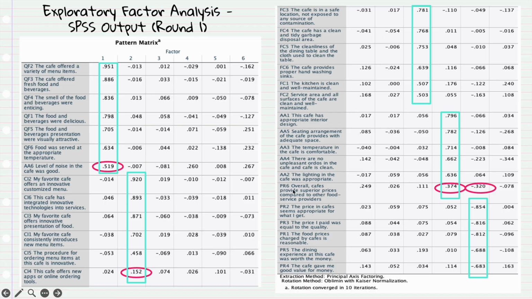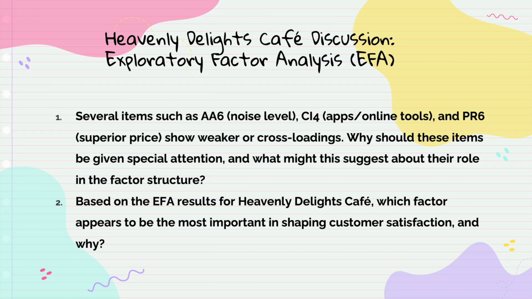For PR6, superior price, weak loading relative to other price items. Customers may not understand what superior price means. It may be interpreted differently across respondents. These 3 items reduce clarity and must be removed before moving to the next round. Before going to round 2 of EFA, have a look at these questions. Pause the video and try to answer them. You may compare your answer later with the additional class materials provided.